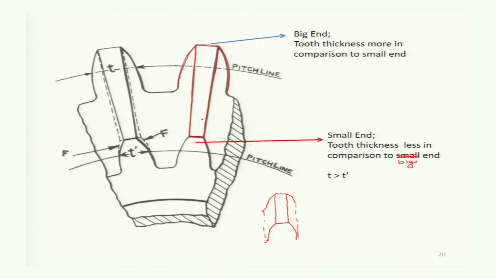Like that. But in this case, you see the teeth thickness and shape are entirely different, and the top land is tapered. This is called the big end, where tooth thickness is more in comparison to the small end. Along the pitch line, if the thickness at the small end is T dash and at the big end is T, then T is greater than T dash. Therefore the bevel gear is defined from its big end, because we have to decide which thickness to take. Either we select the small end or the big end, so the big end defines the bevel gear.